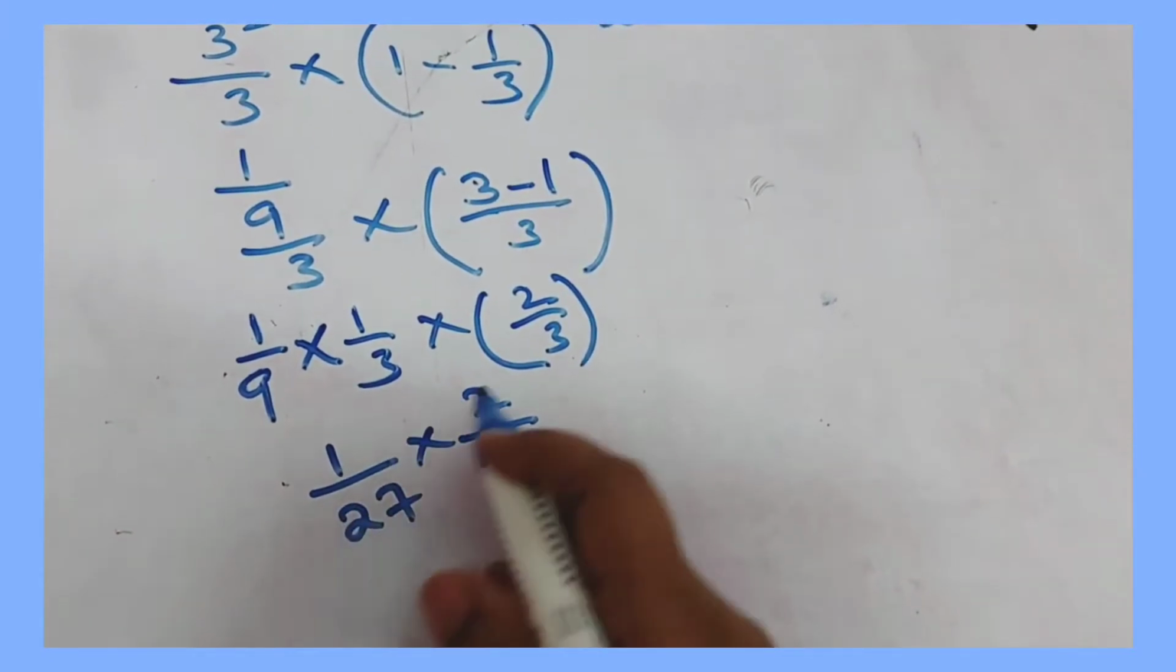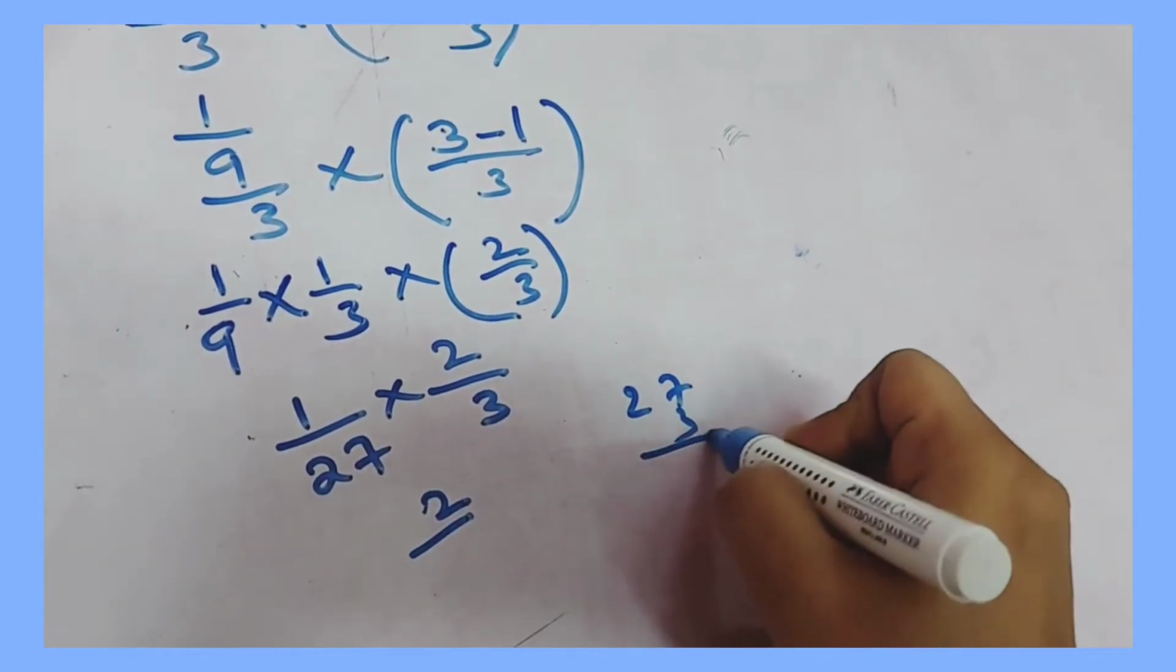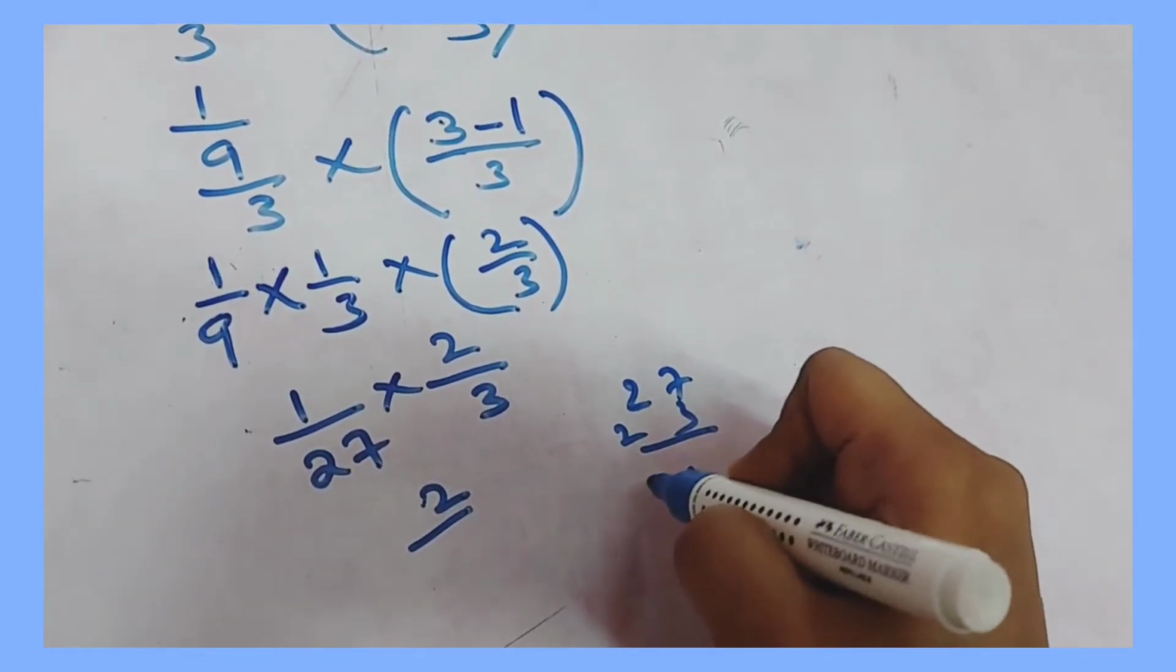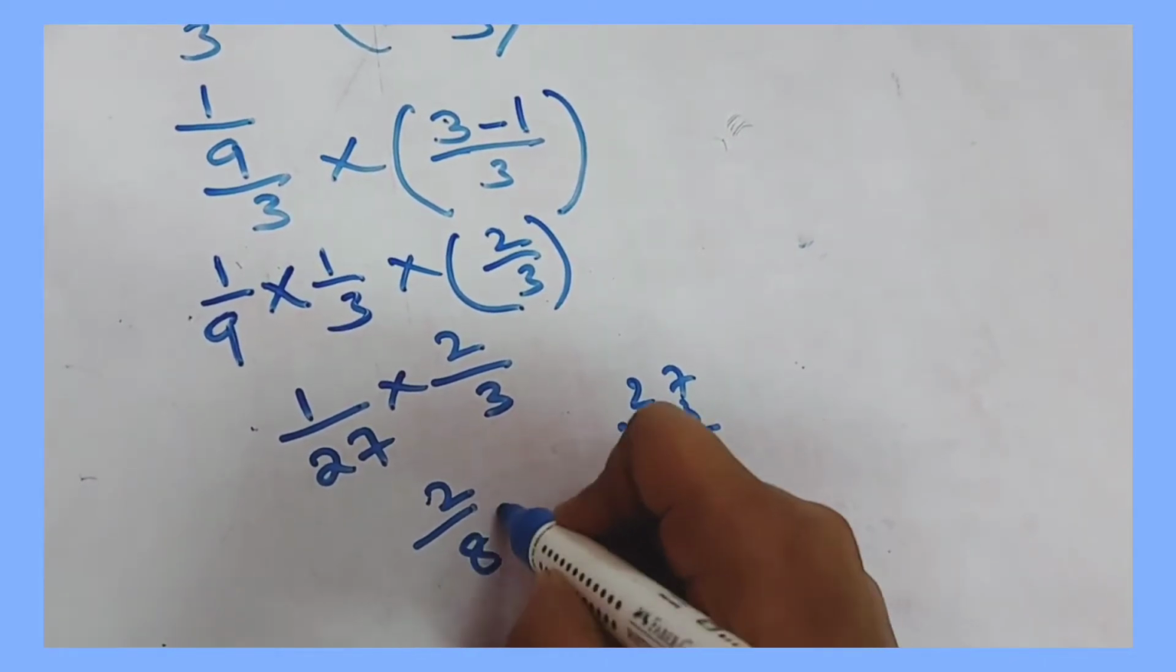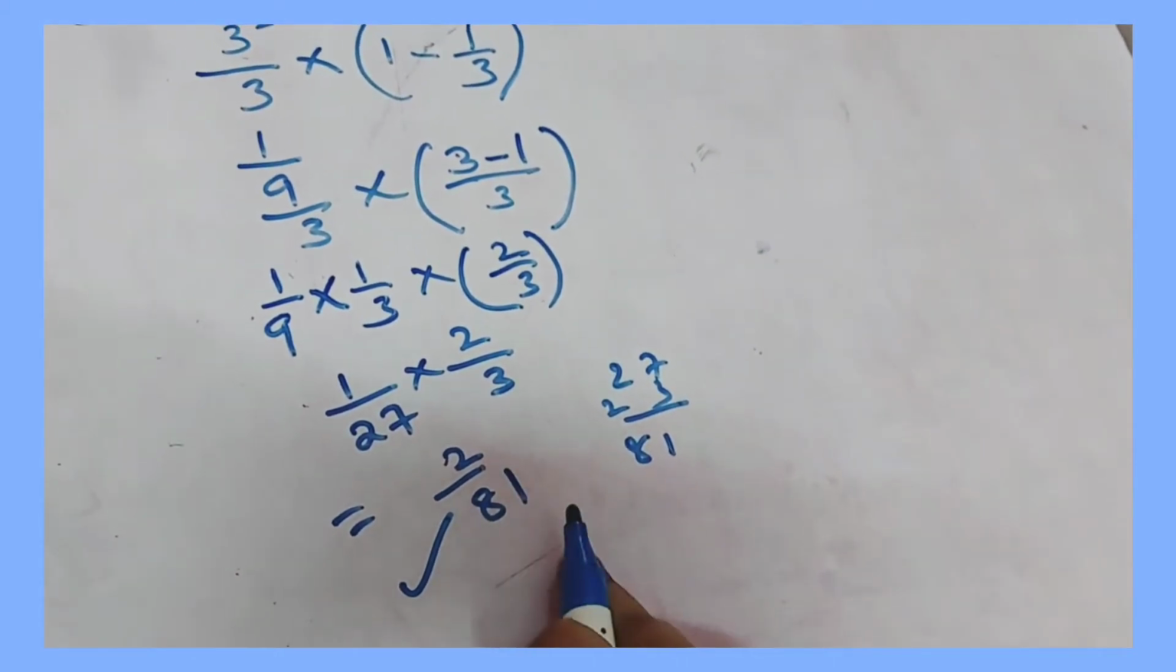So now what you have to do? 1 2s are 2 by, what is 27 3s are? 3 7s are 21, 3 2s are 6, 7 8, 81. So this is how you have to do this sum. This is the answer, 2 by 81.